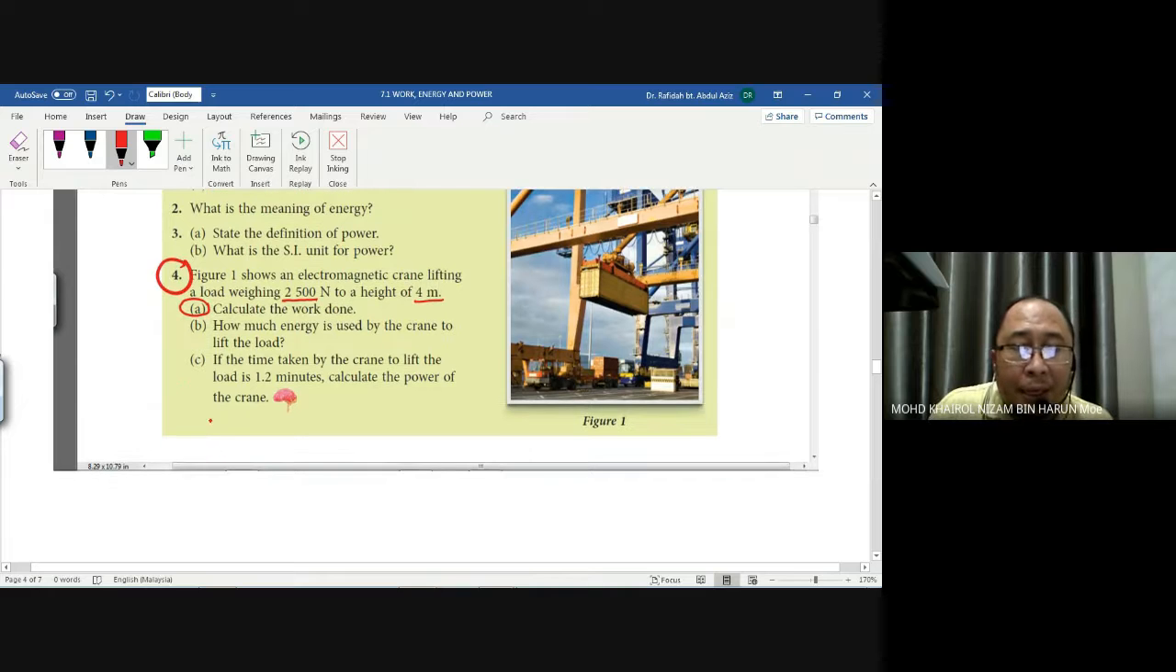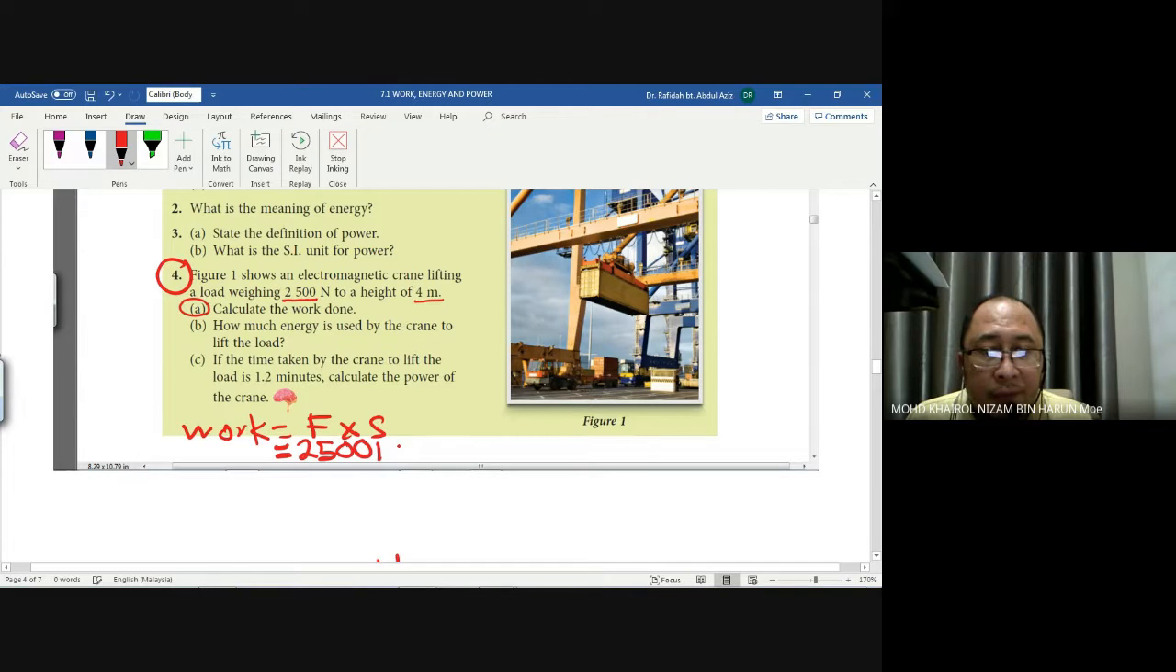So how to calculate the work done? Work equal to force times displacement. So what is the force in this activity? We take from the weight of an object that is moved. So what is the object that is being moved? The load itself. So the weight of that object is the force in this calculation, 2,500 Newton. Very easy, just take from the weight.